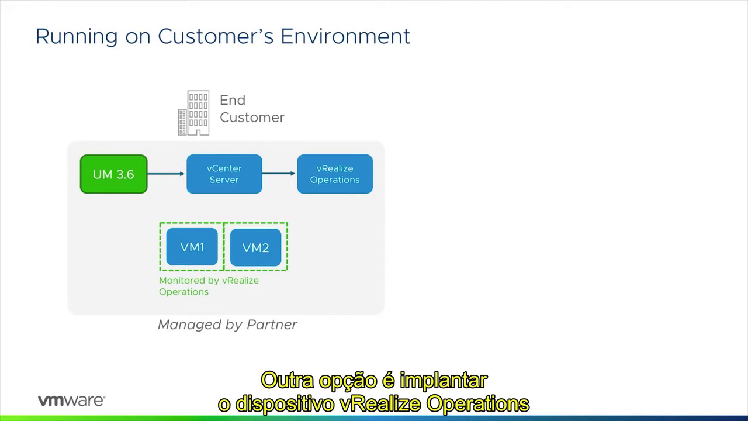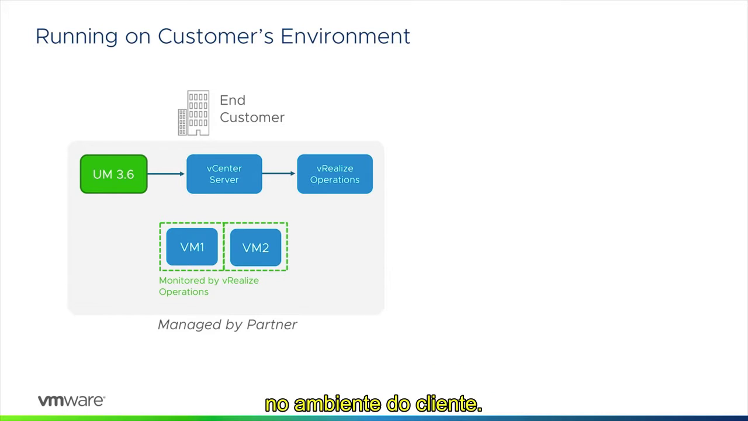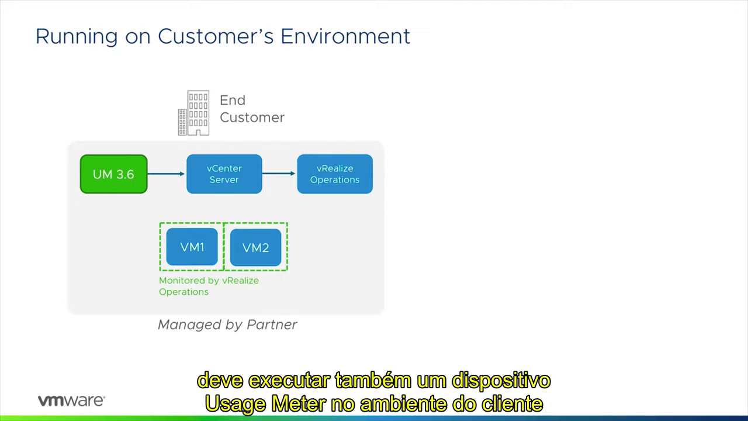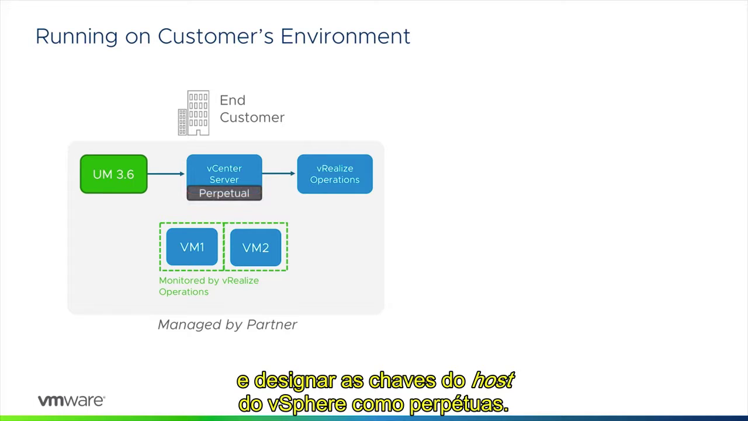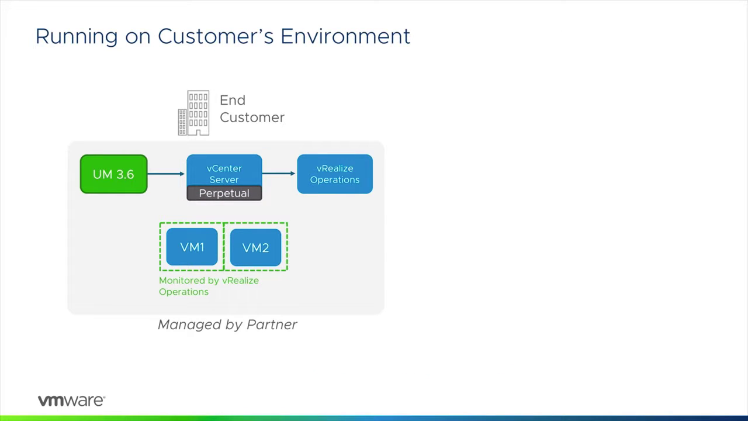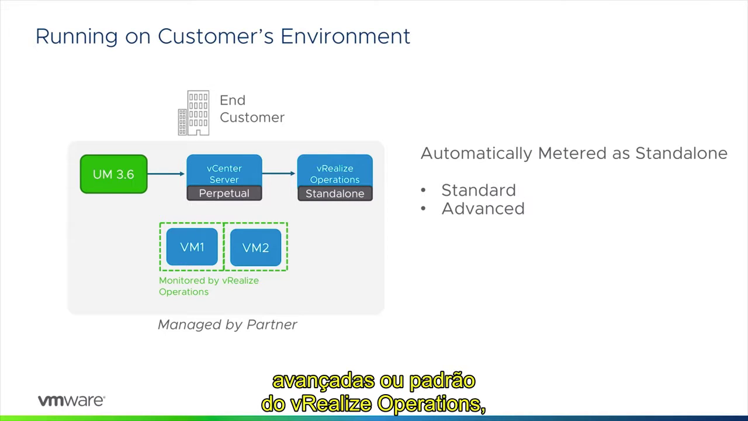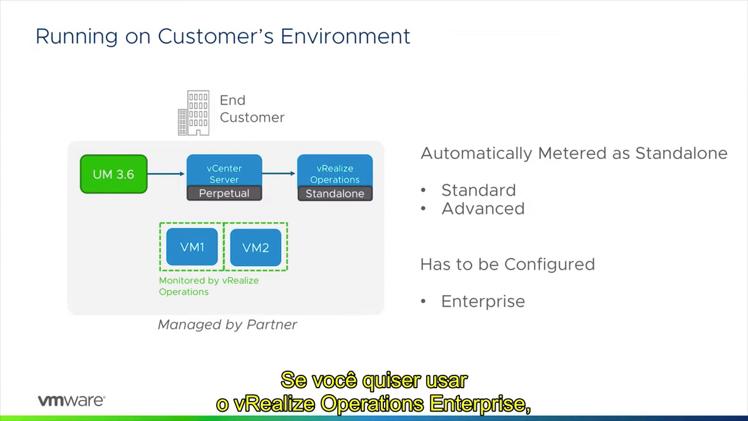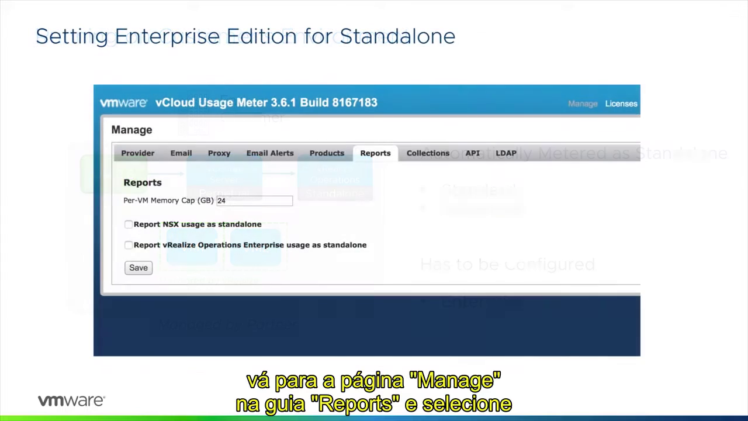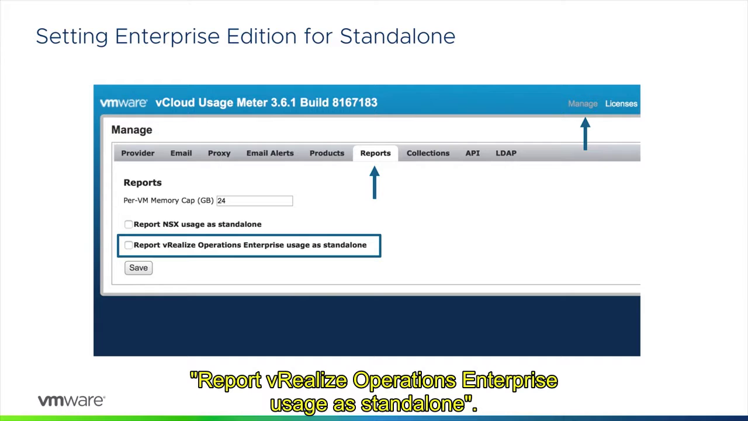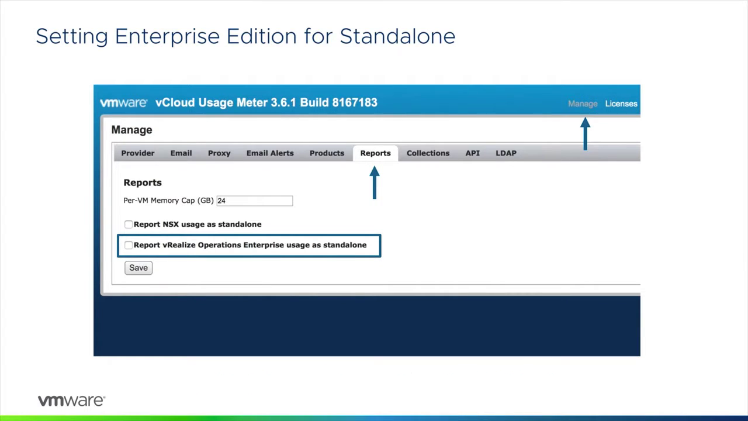Another option is to deploy the vRealize Operations appliance within the customer's environment. If this is the route you choose to take, make sure to also run a Usage Meter appliance in the customer's environment and designate the vSphere host keys as perpetual. If you're using vRealize Operations Advanced or Standard license keys, the usage will automatically be reported as standalone. But if you want to use vRealize Operations Enterprise, make sure to go onto the Manage page on the Reports tab and select Report vRealize Operations Enterprise Usage as standalone.